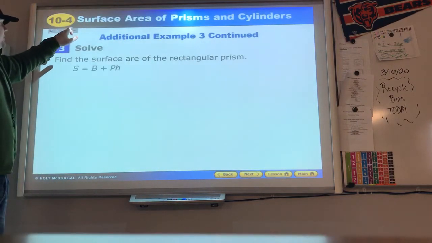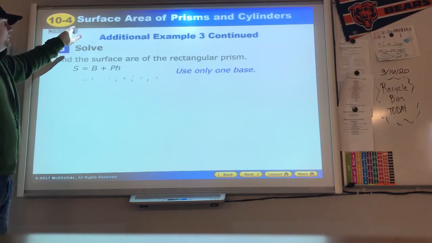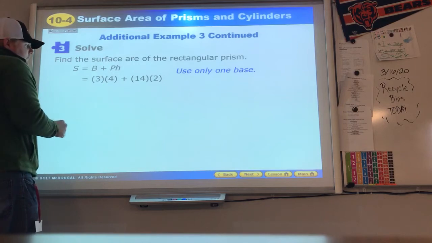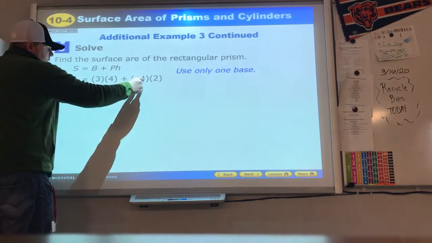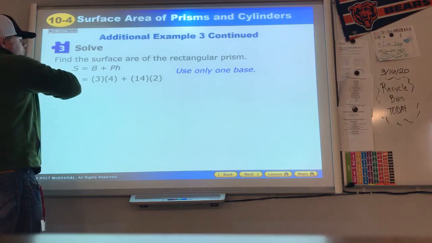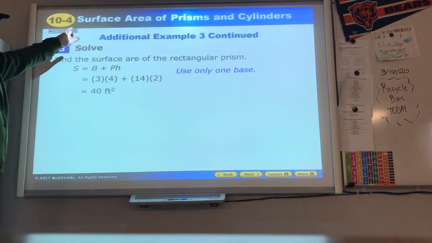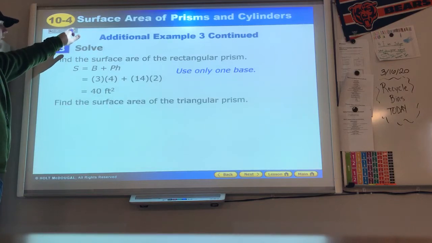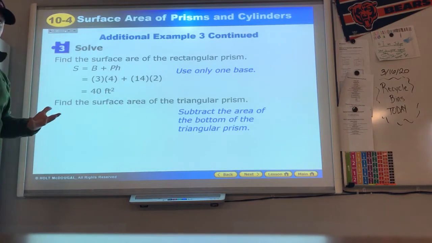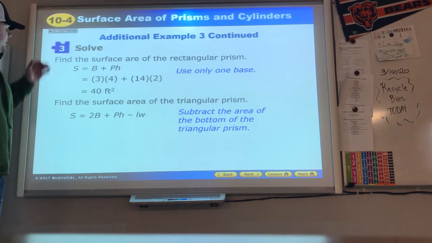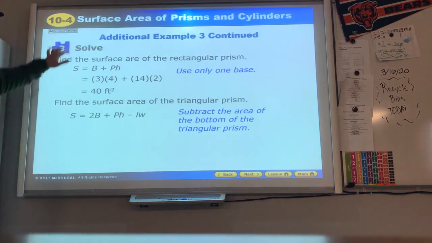Now, let's find the surface area of the rectangle. Okay? So, they took 3 times 4, that gets us 12. That was for the bottom floor. 14, which is the perimeter, times the length, 2. And that's going to get us 40 feet for those 2 figures. Okay? Remember, you're trying your best on these. I'm happy to see and talk about, and I'm going to mark down where things are. When we come back, we'll be able to focus on this. All right? Then, we do the surface area for the triangular prism.